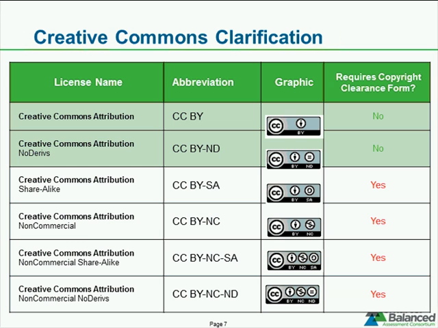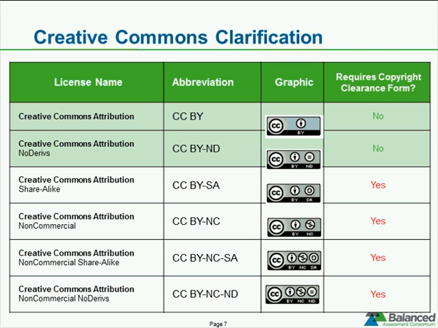a Creative Commons attribution with the BY after it, or Creative Commons attribution no derivatives, which means no derivatives, and that's the BYND. If you look all the way to the right on the chart, that tells you you don't need the copyright clearance form.